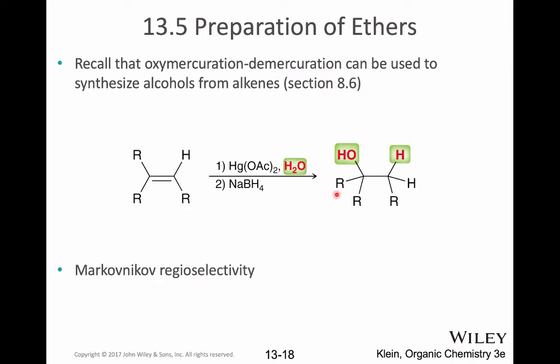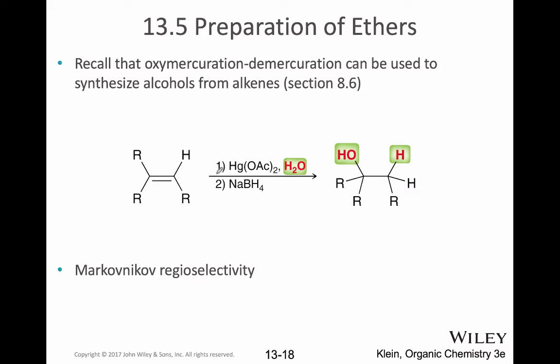Another way you can think about making ethers is by trapping the mercurinium ion that you make during the oxymercuration-demercuration sequence. So remember from chapter 8, you could take an alkene, do the oxymercuration to make the mercurinium ion, and then that mercurinium ion is opened up with water, right? I can draw this really quick just to make sure you remember this whole process.